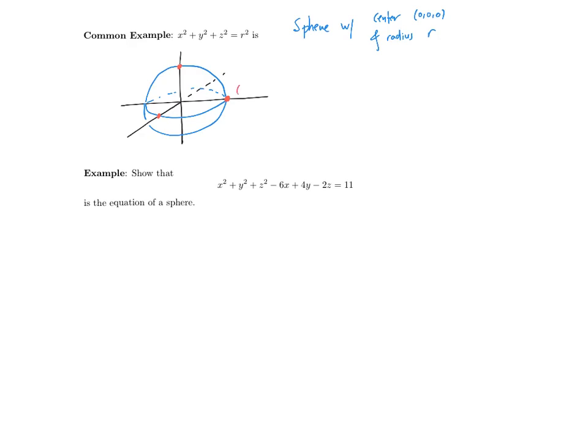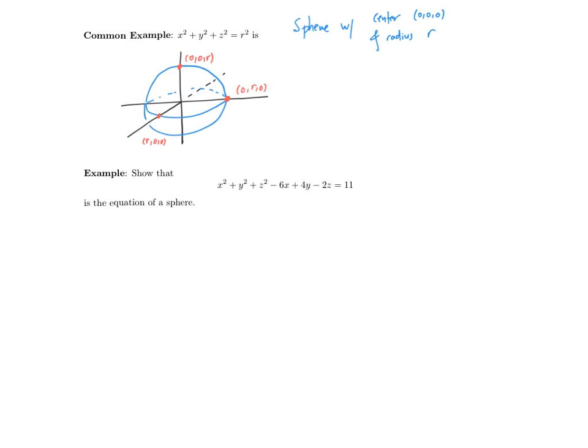So in terms of the y-axis, if it's radius r, we would have this point 0, r, 0. With the x-axis, we would have this point r, 0, 0. And with the positive z-axis, we would have 0, 0, r.